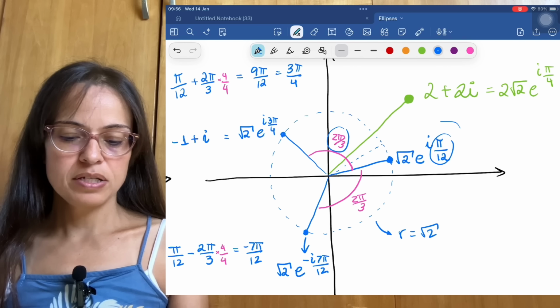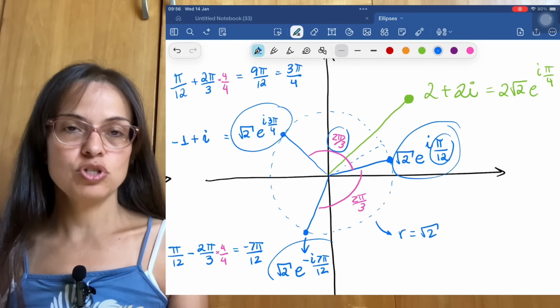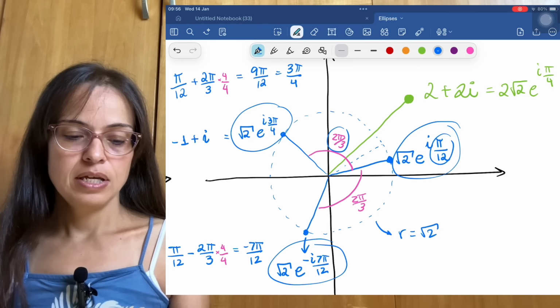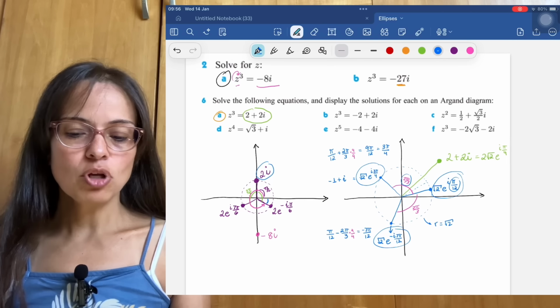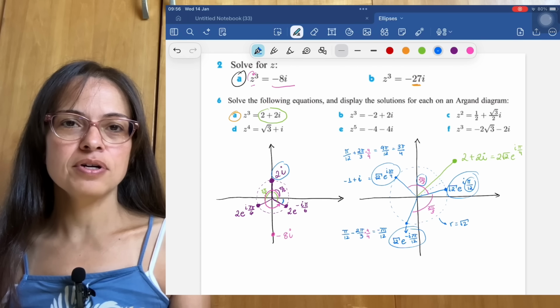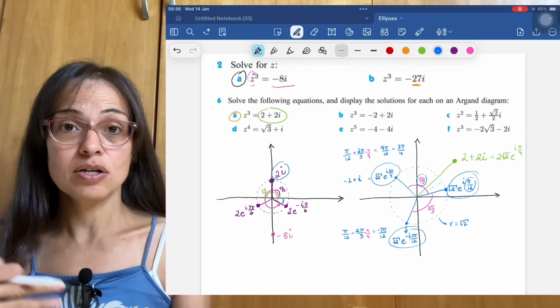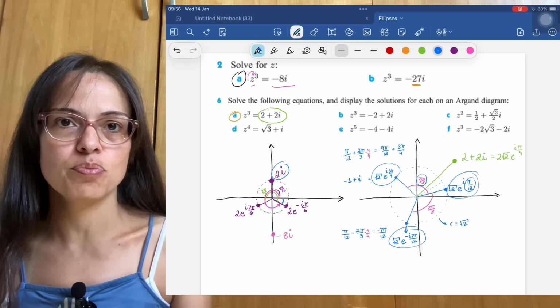So as expected, we found 1, 2, 3 solutions. They are just 3 points in the coordinate plane. I am not going to solve the other items in this question because they are all the same, but you should definitely do this for practice.